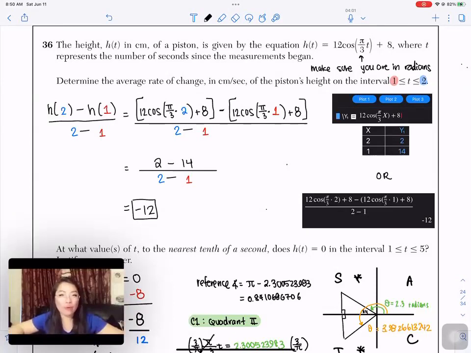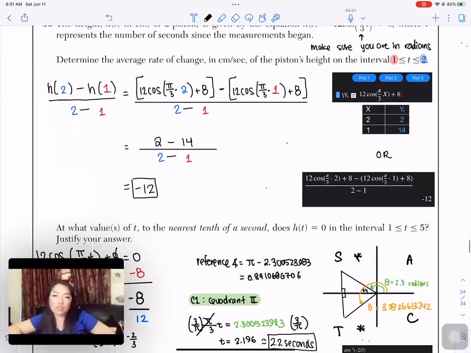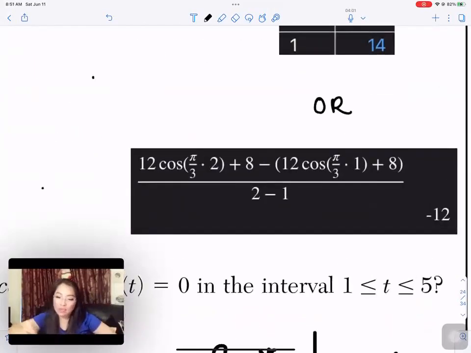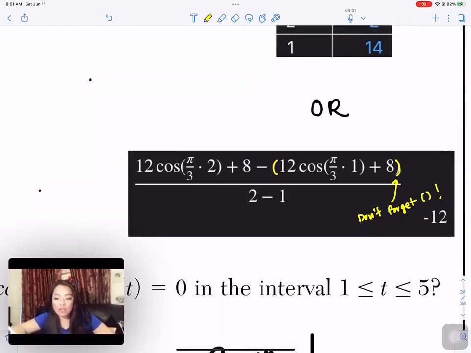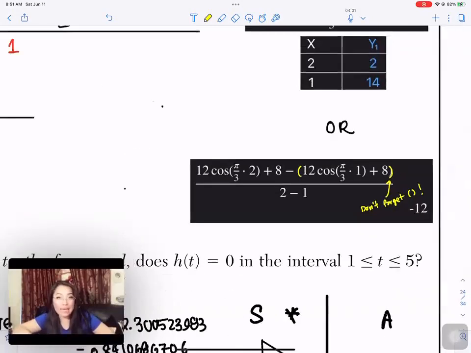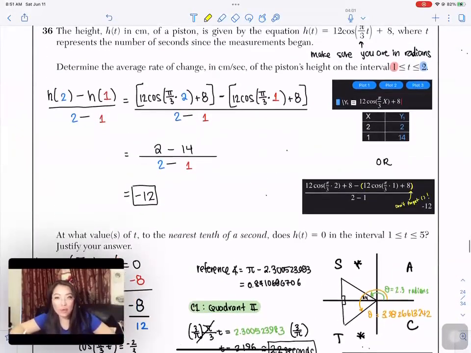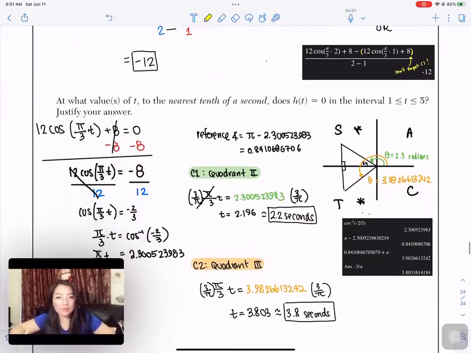It's nice and clean. Y1 equals 12 cosine pi over 3x plus 8. You put that in there. Then you go to your calculator. You input 2 and 1 and see what the outputs are, which is 2 and 14. And then you just do 2 minus 14. You could also just straight up put it in the calculator. But the key thing here is, don't forget parentheses around this minus sign, because remember it's subtracting. So you're going to have a -8 in the end. If you forget it, you're going to add 8 and it's going to give you a different answer, like what happened in class when you did it in your calculator.